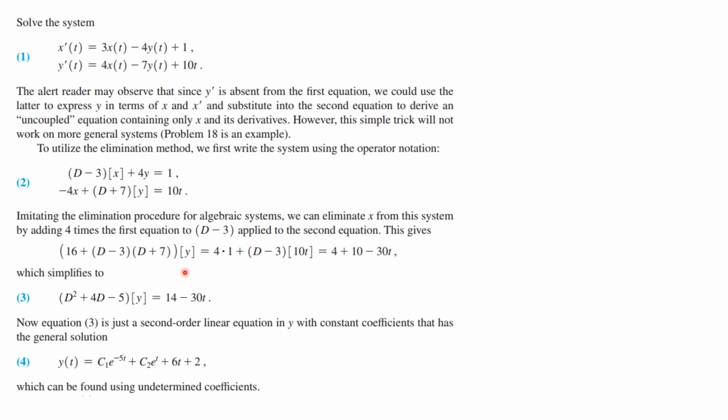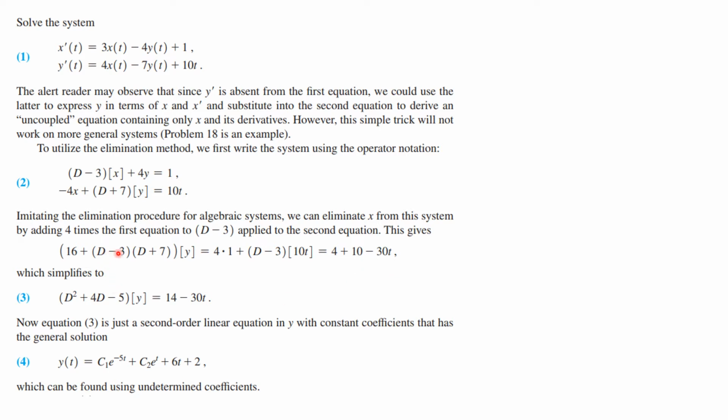And so when we add them, the x's will drop out, and I will get 16 plus, and here are the two operators being multiplied together. Again, they factor and they multiply because we have constant coefficients. Those are operating on y, and that's equal to, and this is on the other side because what I do to one side I have to do to the other. So I am adding 4 times the first equation to D minus 3 times the second. And when I finish that, what I'm going to get is 4 plus 10 minus 30t.